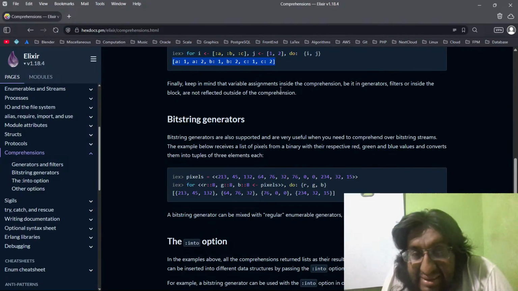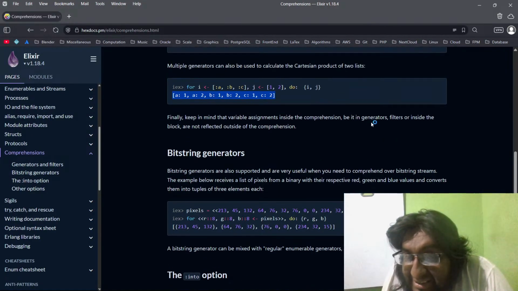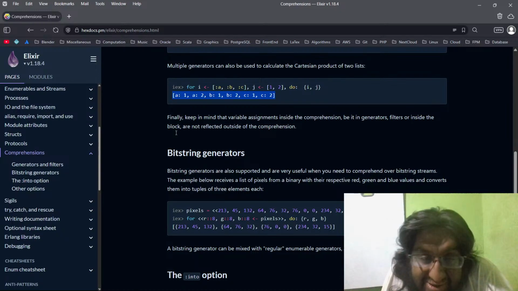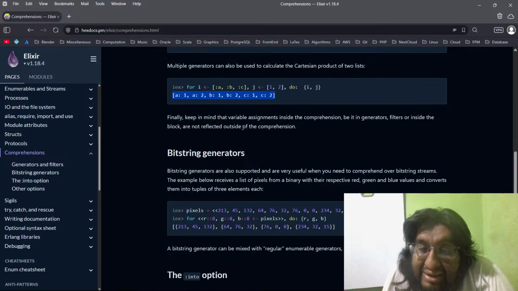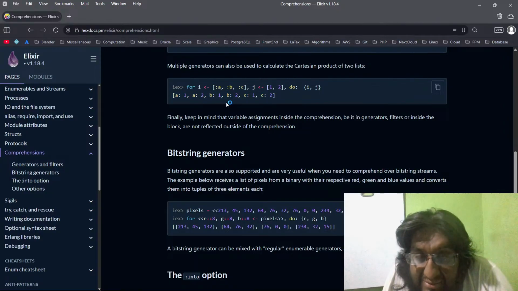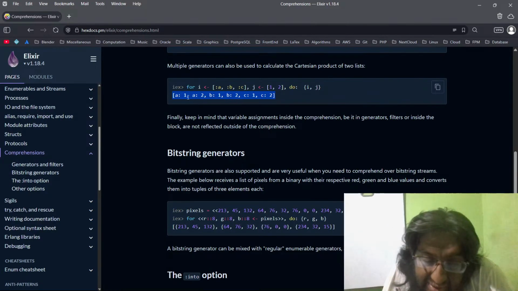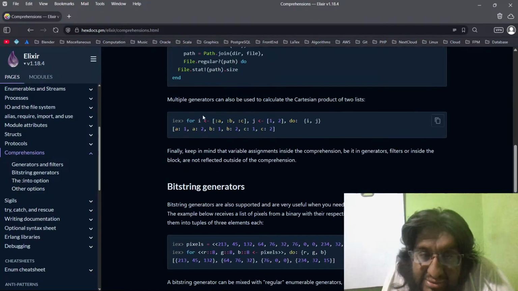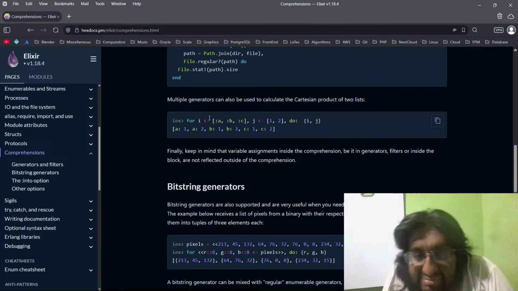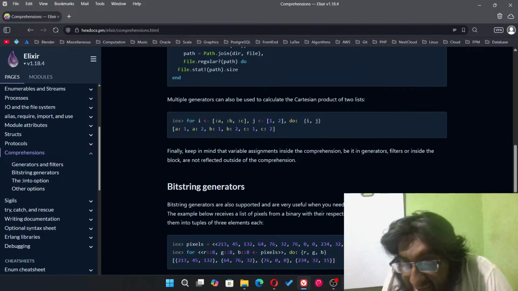Keep in mind, inside comprehensions, within generators, filters, or inside the block are not reflected outside the comprehensions. If you are doing some assignments in here, it will not be present. It will not affect or have an effect in the final result. Should we write this? Okay, let's write it.